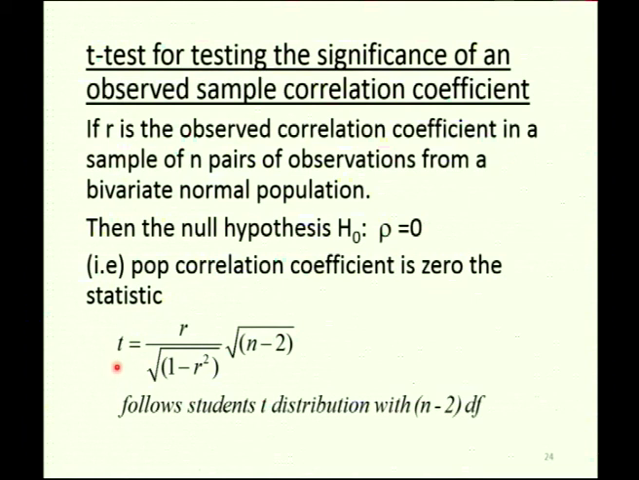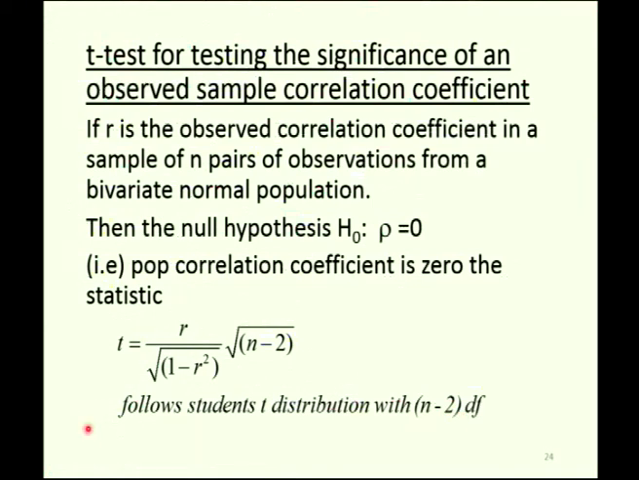The statistic formula is t is equal to R divided by root of 1 minus R square, into root of n minus 2. Actually, the root of n minus 2 should come in the denominator of the denominator. It has gone to the numerator. Therefore, the formula is R divided by root of 1 minus R square by root of n minus 2. That whole denominator stands for the standard error of the sample correlation coefficient. It follows Student's t distribution with n minus 2 degrees of freedom.